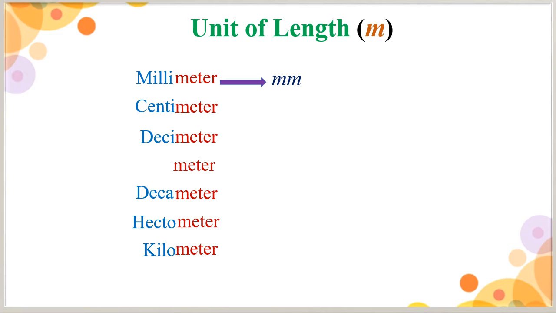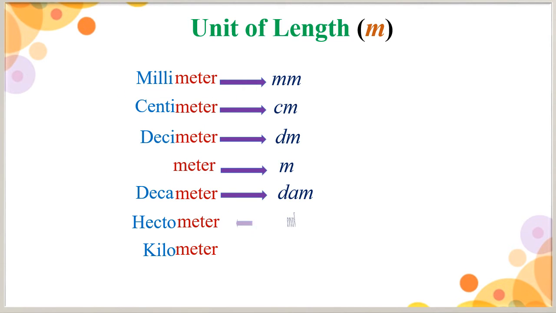Millimeter is denoted as mm, centimeter as cm, decimeter as dm, meter as m, decameter as dam, hectometer as hm, kilometer as km.